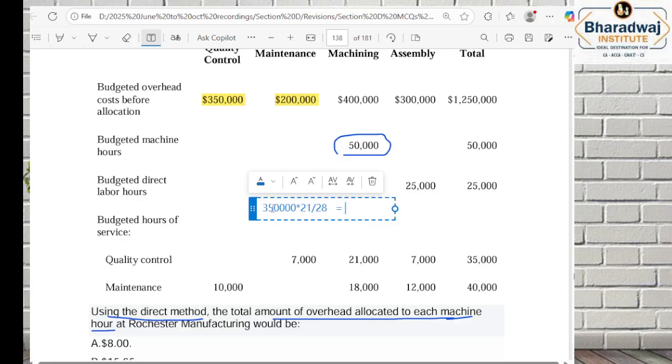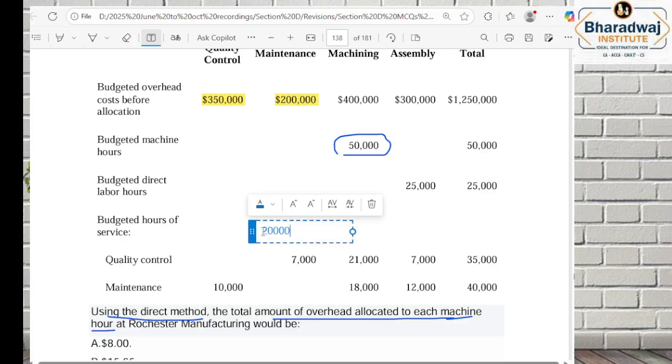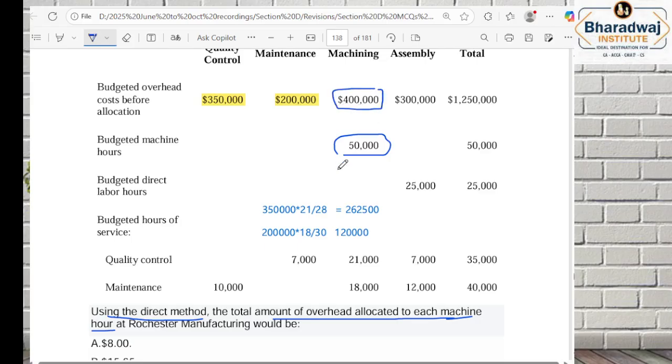Let us see Option A. 3,50,000 into 21 by 28. How much do you get? 262,500. Likewise, for this 2 lakhs, 2 lakhs into 18 by 30. How much do you get? 120,000. So 120,000 plus 262,500 gives you 382,500. Plus already over 4 lakhs.